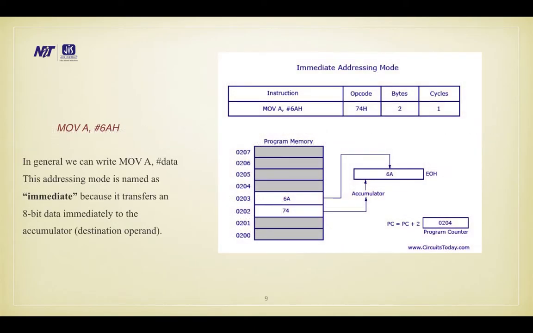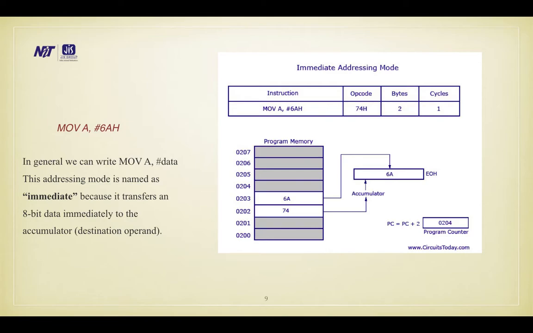Now, one example of immediate addressing mode is MOV A, #6AH. In general, we can write MOV A, #data. This addressing mode is named immediate because it transfers 8-bit data immediately to the accumulator, the destination operand. So, the instruction is MOV A, #6AH. Its opcode is 74H, the size is 2 bytes, and cycle means the time required, which is 1 clock cycle.